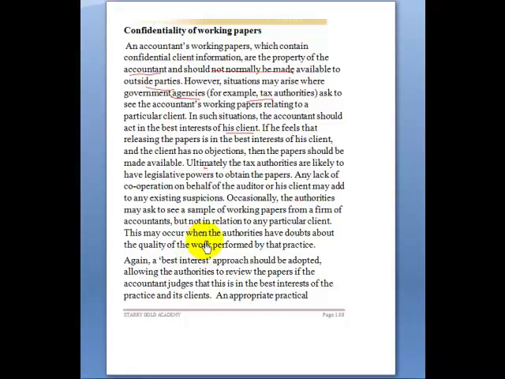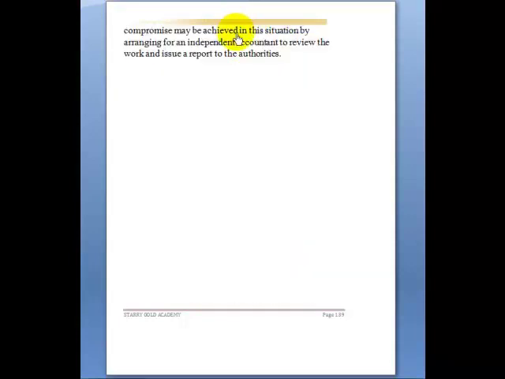This may occur where the authorities have doubts about the quality of work performed by that practice. Again, the best interest approach should be adopted, allowing the authority to review the papers if the accountant judges that this is in the best interest of the practice and his client. An appropriate practical compromise may be achieved in this situation by arranging for an independent accountant to review the work and issue a report to the authorities.